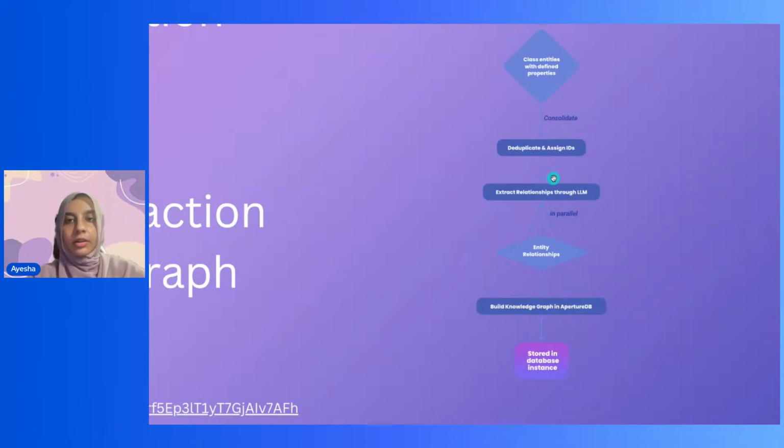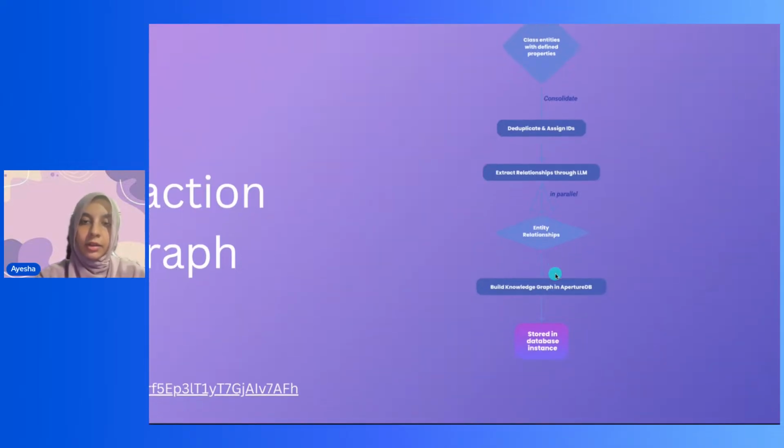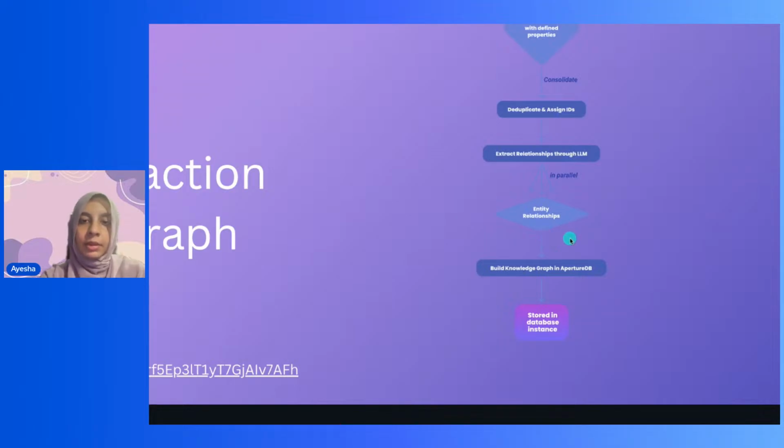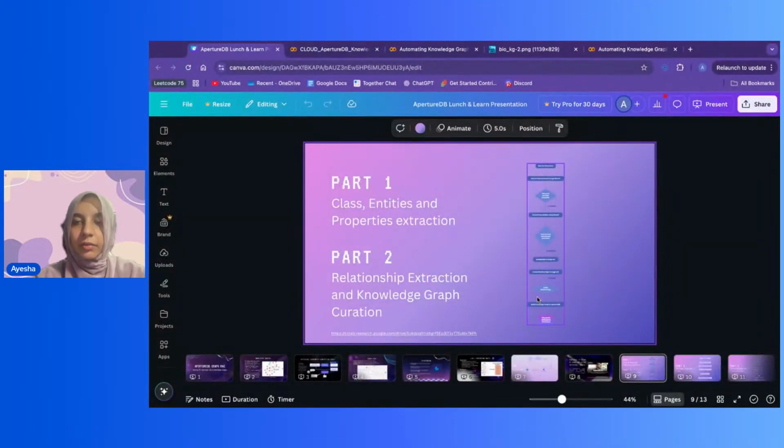And after that, this is what part one covers. What we do next is that we again pass all of the document chunks in parallel to an LLM, and we also pass all of our entities to the LLM, and we ask it to extract relationships between the entities based on these two pieces of data. And once these relationships have been extracted, we can finally build a knowledge graph by connecting the entities using the defined connections between them, and then we store it into the database. So now we have a good understanding.